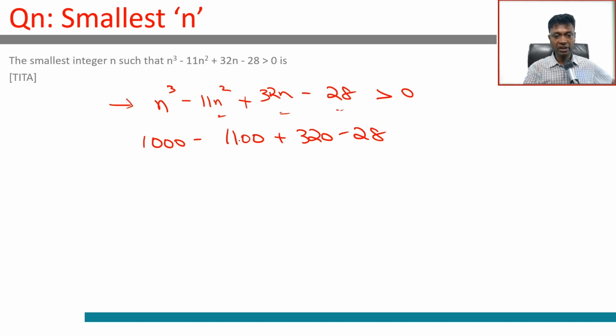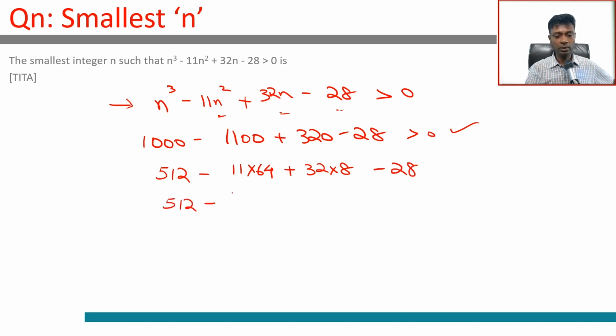1000 minus 1100 minus 100 plus 320 minus 28. So this works. Now maybe 9 will work, maybe 8 will work. I would like to skip to 8 and then come back and check 9. If 8 works, then I can go lower. So this is 512 minus 11 into 64 plus 32 into 8 minus 28.